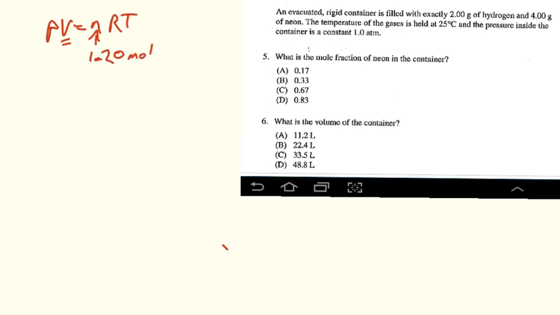That's the total moles. We know R, it's 0.0821. The temperature they gave us, 25, we could convert it to 298. And we even know this is 1 atmosphere. And we might be able to wade our way through that and do some approximation.